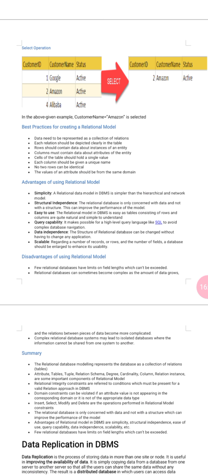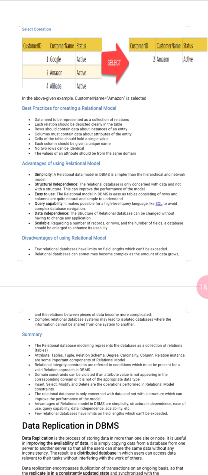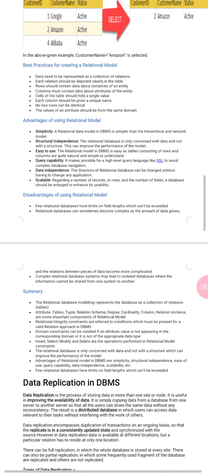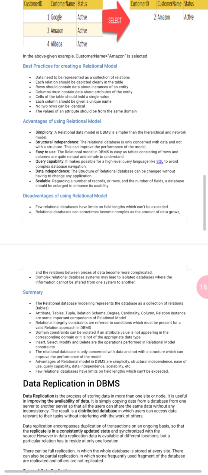Now the fourth and last operation is the select operation. If I have to select one of many customer IDs, say I have to select Amazon, then I only select customer ID 2, Amazon. See, in the above given example, customer name Amazon is selected. Right? You can select anyone.